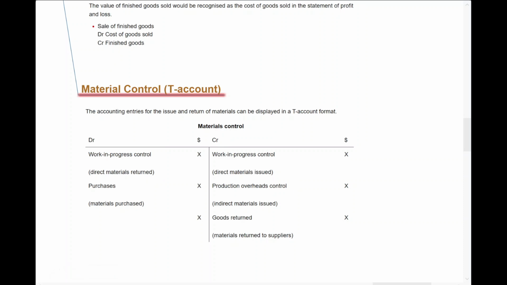But again, as I've said, in terms of real pure double entry knowledge, for me, we can pass this exam without it. I just don't think it's a very, very high priority for us. As long as we understand what the materials control account is for and are familiar with basic terminology, for example, purchases, work in progress, production overhead, etc.